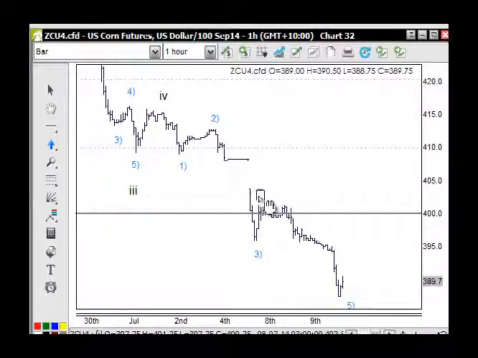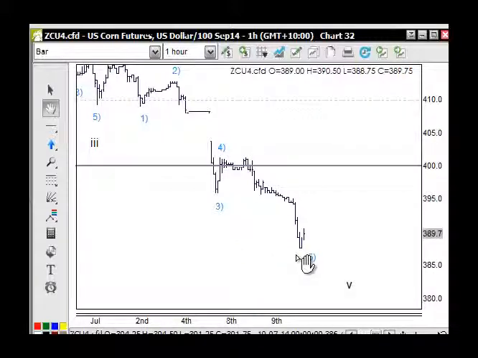If we put the 4th wave here, then we'd go 1, 2, 3, cross for 4, and down for the 5th here. But I'll be a bit careful about that. But the next level, 390, becomes the retested resistance. Look to 380, which is probably more probable in this particular case here.